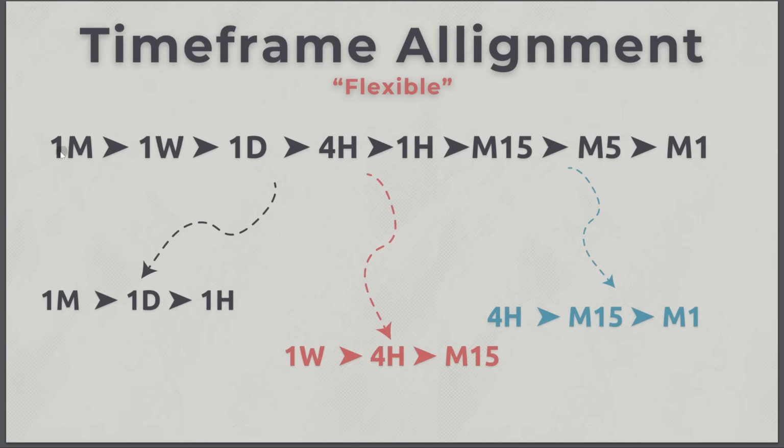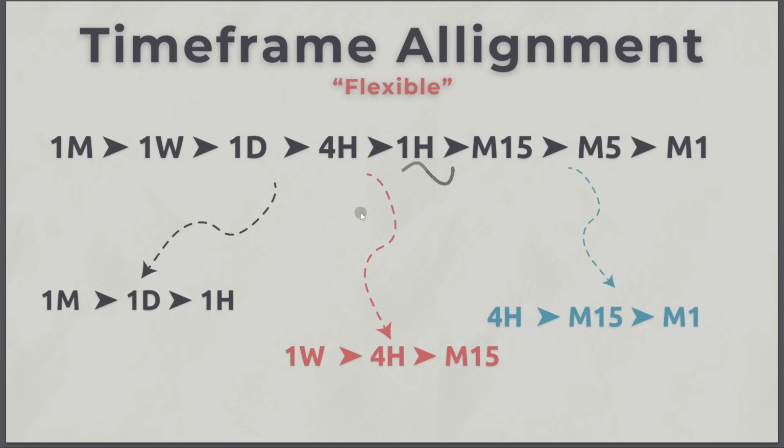So let's imagine that I'm taking my higher time frame as the monthly. I would skip one time frame, go to the daily as my intermediate time frame, and then I'll skip one and go for my lower time frame, which is going to be the hourly. So one suggestion here is starting from the monthly, go into the daily, go into the hourly.